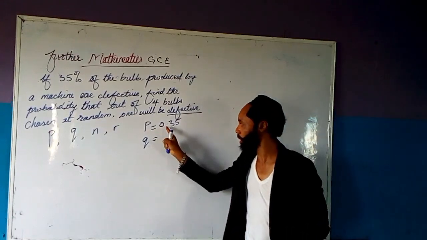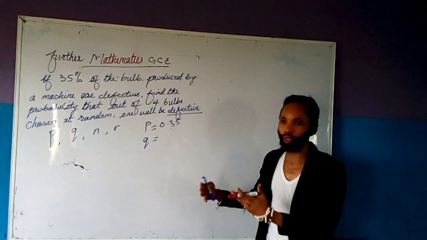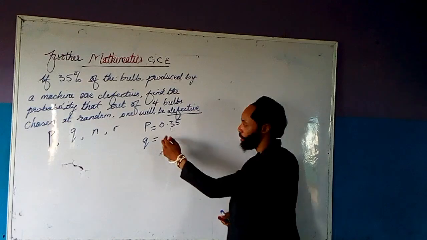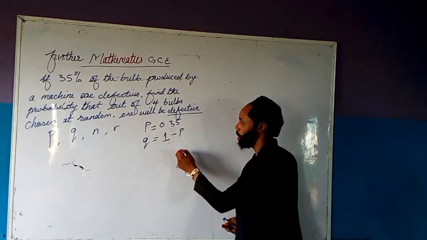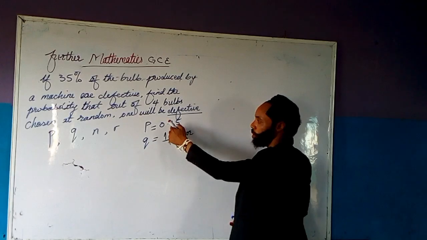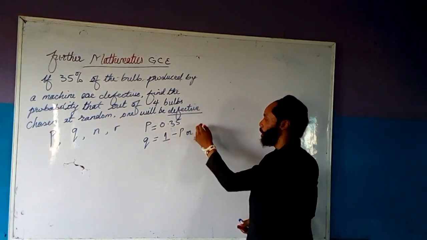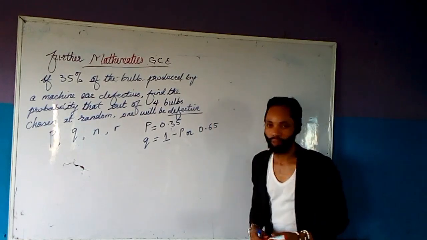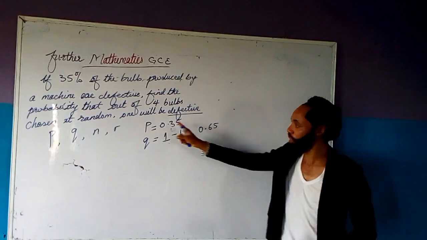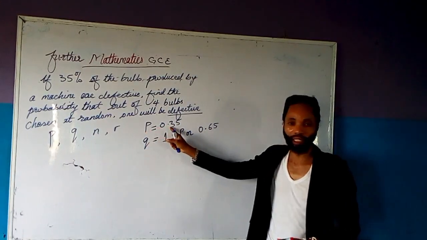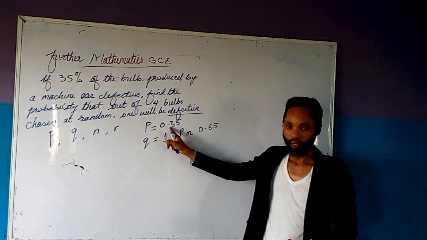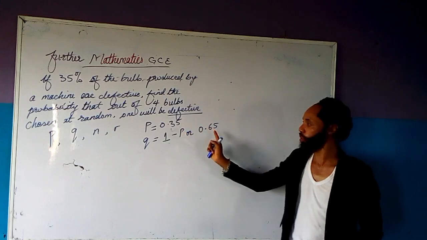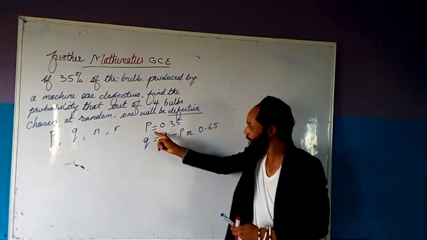If the probability is 0.35, what is the probability of producing a not defective bulb? It is 1 minus P. Write it here. 1 minus P, or you can subtract from 1, and we get 0.65. So 1 minus 0.35 gives 0.65. This is the probability of getting a not defective bulb.